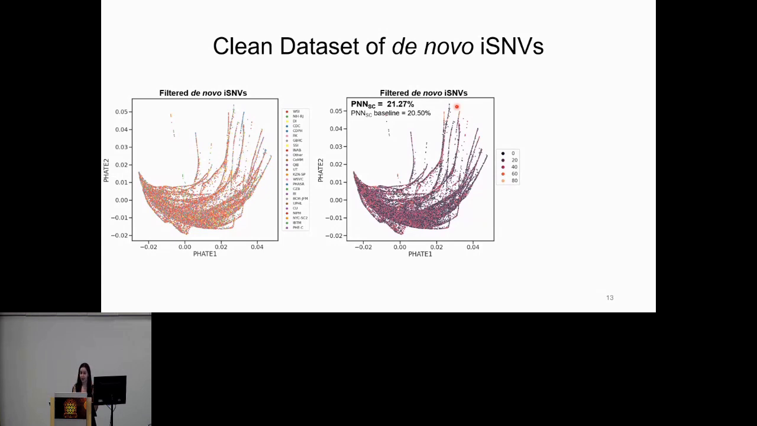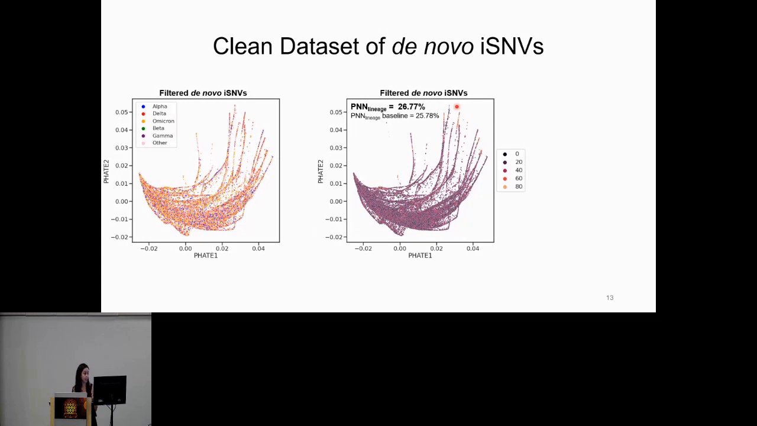So we can go back to our question: are mutations lineage specific? The same representation, this time labeled by lineage, and we can see the PNN by lineage value is also very close to baseline, meaning actually these mutations are not lineage specific, but instead it was a confounder with sequencing center.